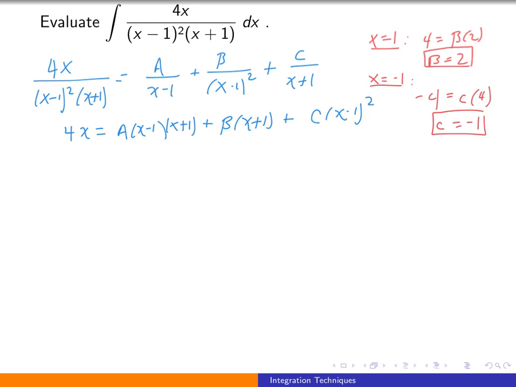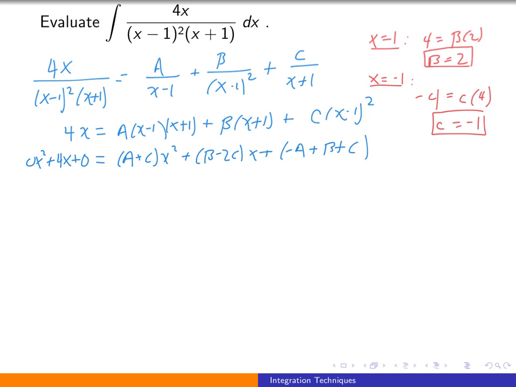Now, in order to solve for the value of A, we're going to expand on the right-hand side so we can set up a system of equations. If you expand the right-hand side here, and I'm going to leave out one algebra step, you will have (A plus C) times x squared, plus (B minus 2C) times x, plus the quantity minus A plus B plus C. And on the left-hand side, we have 0x squared plus 4x plus 0.